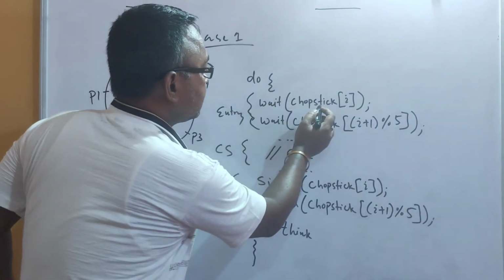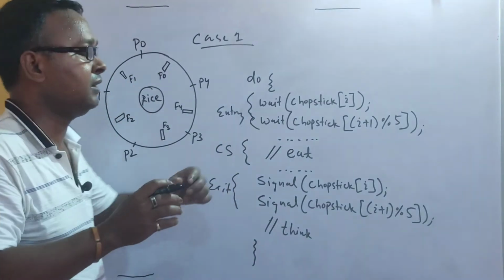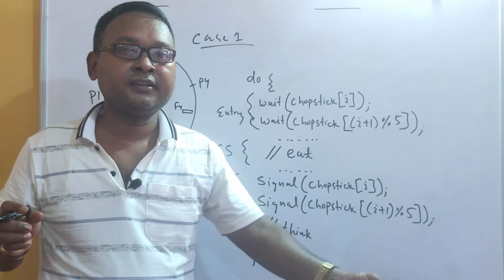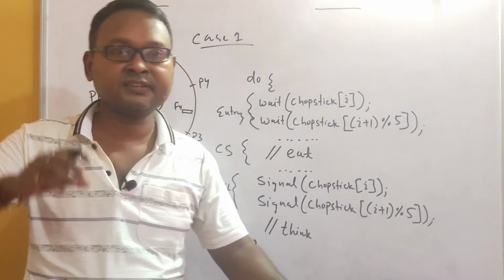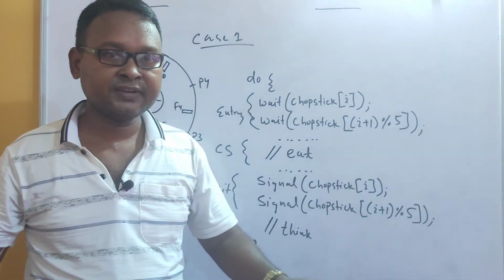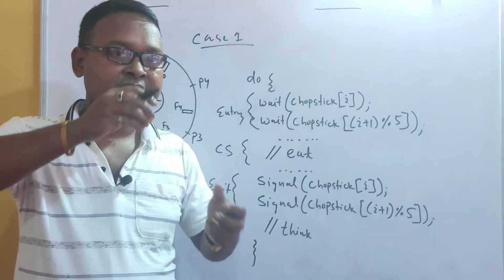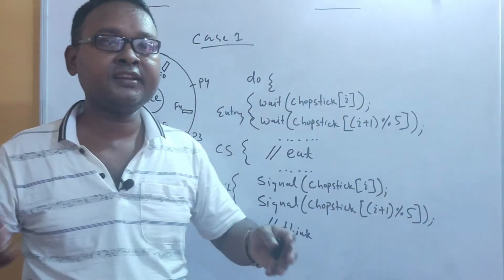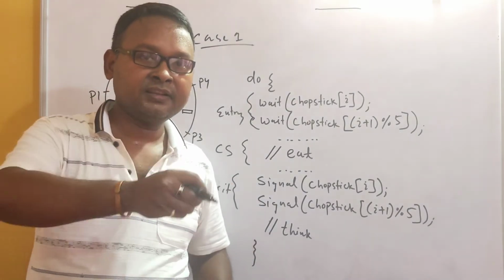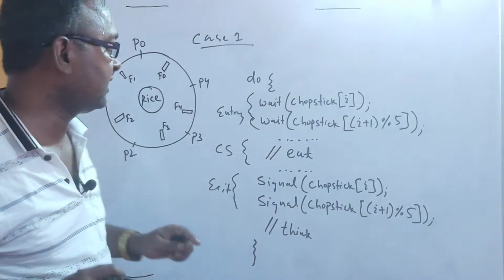So wait(chopstick[i]), that means he will be lifting the left one. See, the condition is that they need to lift the left chopstick first, then the right chopstick, collect the 2 chopsticks and eat the rice from the bowl. Left, right, getting together, eat the rice from the bowl. Okay, so that is the condition.